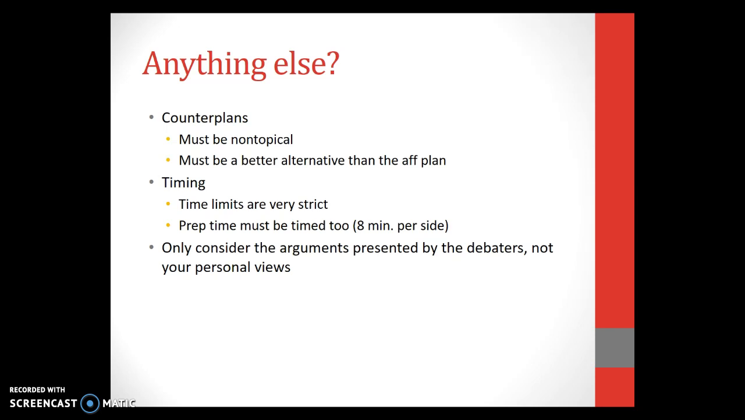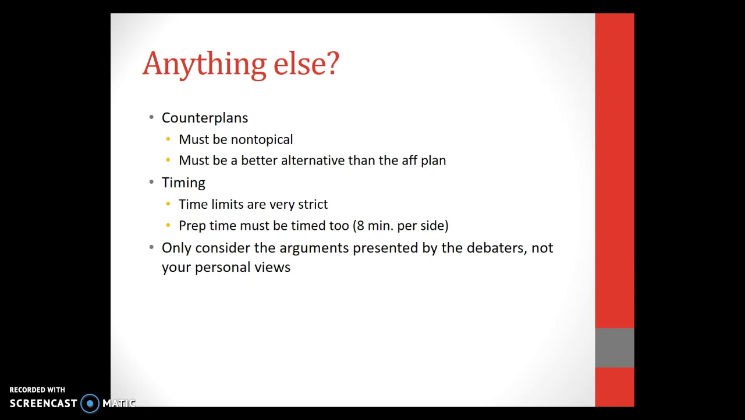Also, time limits are very strict in debate, so please watch your timing sheet, the sheet that I gave you with all the speeches and times, and make sure you're stopping kids when their time has expired. Prep time must also be timed. Each side gets 8 minutes to use throughout the whole round of debate, and that's shared between the debaters on the team. So the 2 affirmatives share 8 minutes, the 2 negatives share 8 minutes, and you have to let them prepare if they need prep time, but deduct that from their 8 minutes.